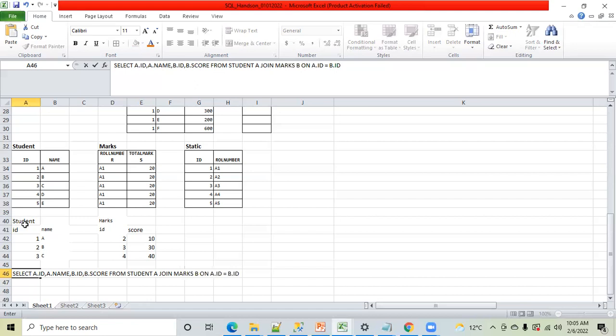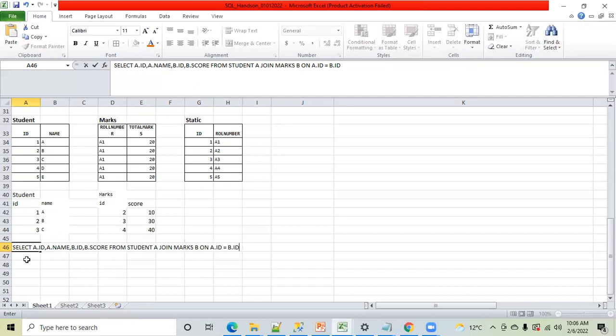So I have joined the student and marks tables, and this is the joining condition. First of all, tell me what will be the output for this query. B10, 3B30. Tell me the full output. Okay, ID is 2, right? Name is B. ID will be 2, and the score will be 10. Any other thing?